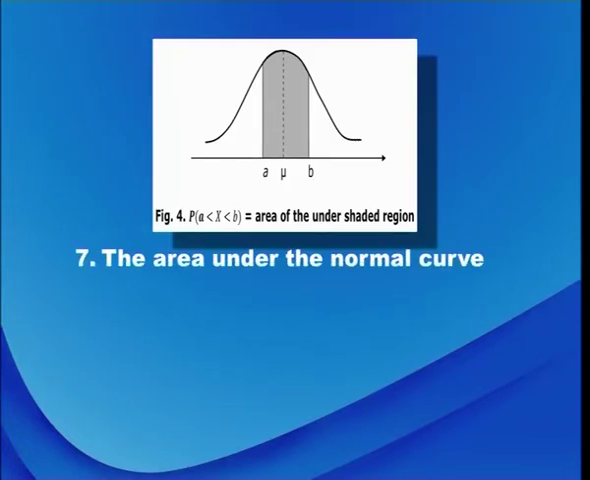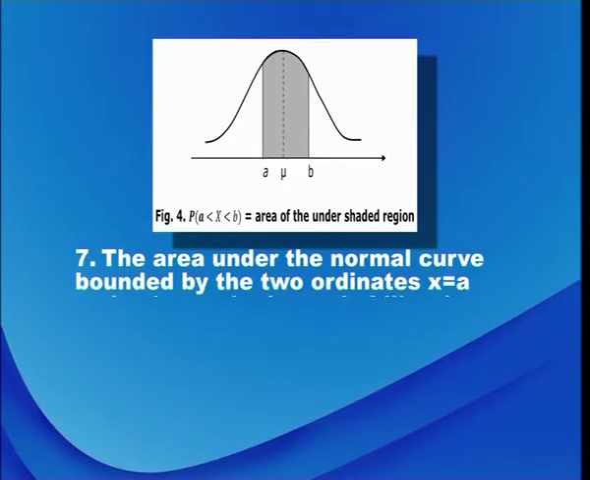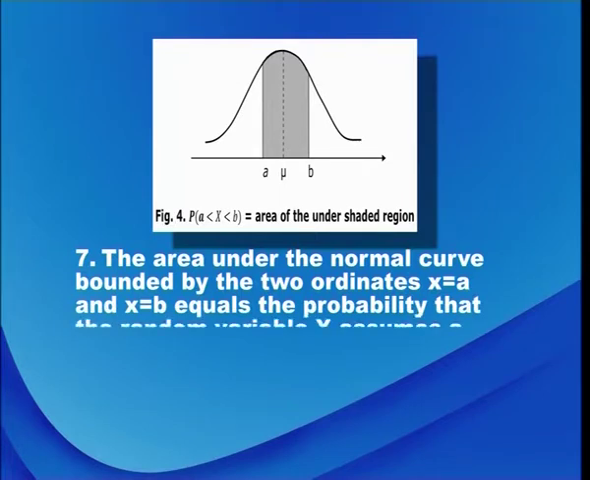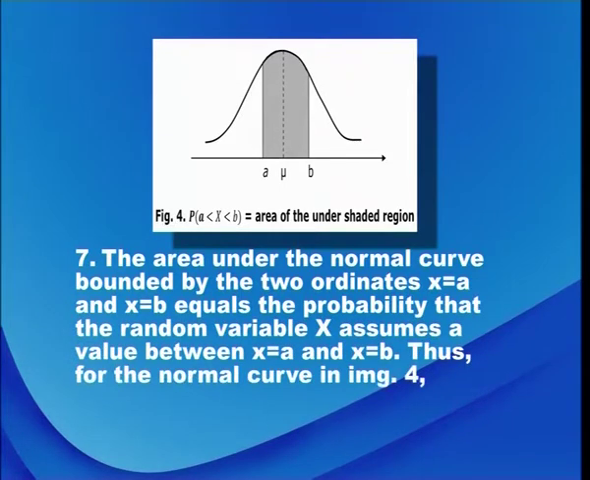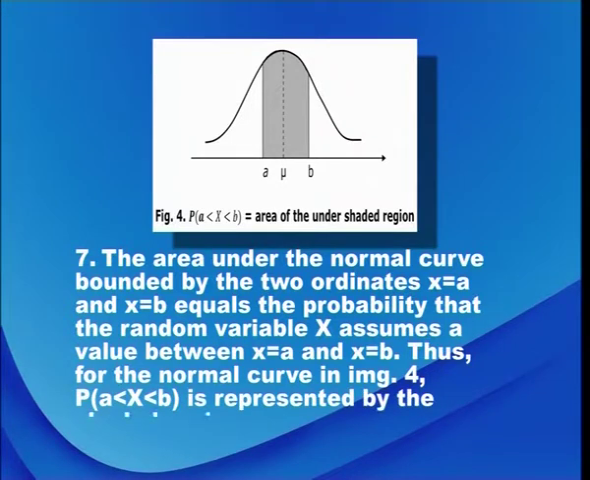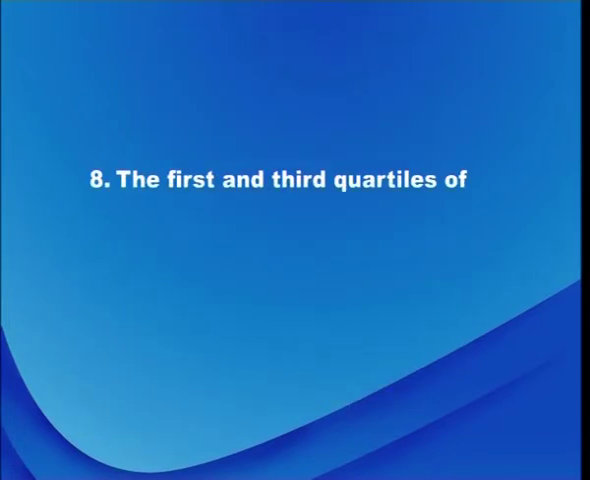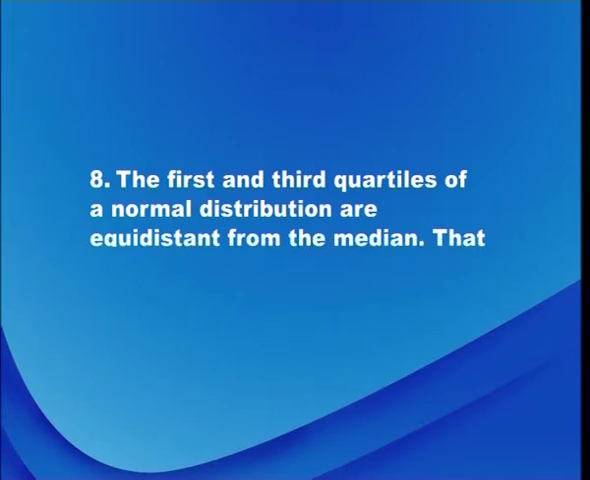Seventh, the area under the normal curve bounded by the two ordinates x equals a and x equals b equals the probability that the random variable x assumes a value between x equals a and x equals b. Thus, for the normal curve in image 4, the probability of a less than x less than b is represented by the shaded region. The first and the third quartiles of a normal distribution are equidistant from the median. That is, Q3 minus median is equal to median minus Q1.